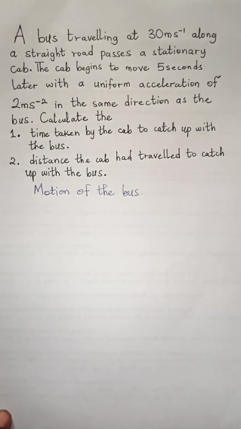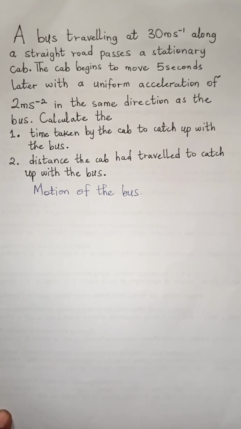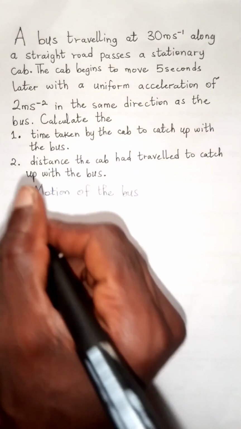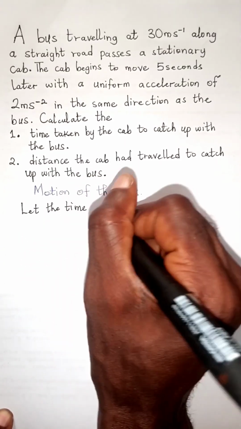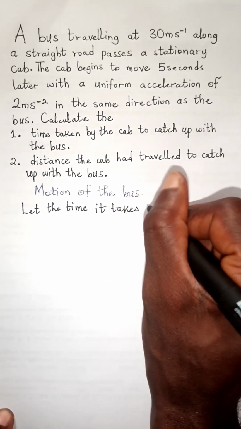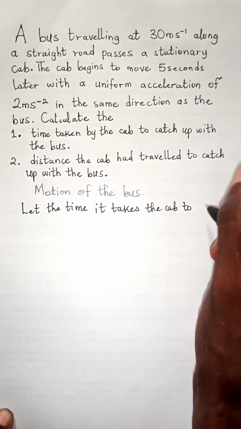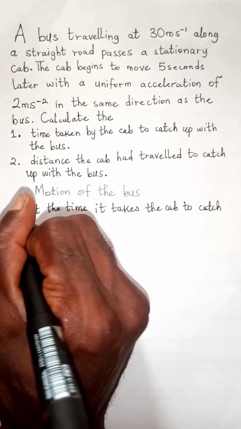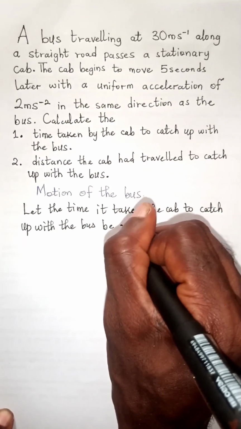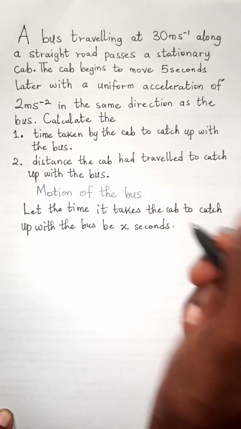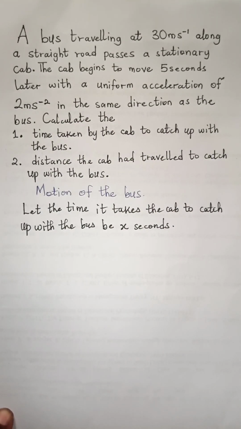Now, for the motion of the bus, there are certain representations we are going to make. The first one is representing the time it takes the cab to catch up with the bus in seconds by a certain variable. So we can say, let the time it takes the cab to catch up with the bus be, say, x seconds. We keep that one somewhere. We're going to need it soon.